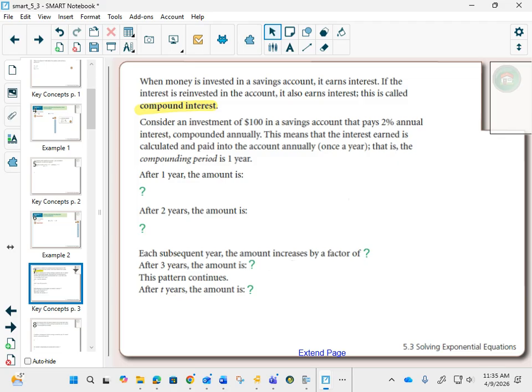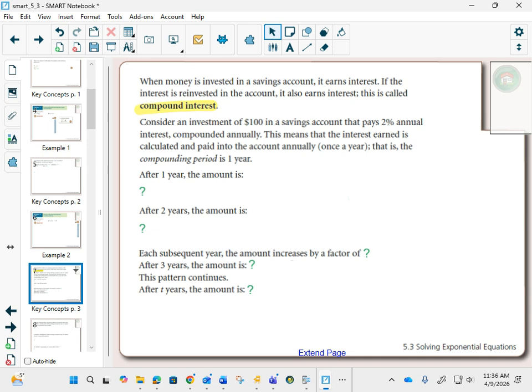Anyways, okay. So we're on page 360. Compound interest. One of the ways that exponential functions show up in real life is with compound interest. So they've got an example here. They say consider an investment of $100 in a savings account that pays 2% annual interest compounded annually.